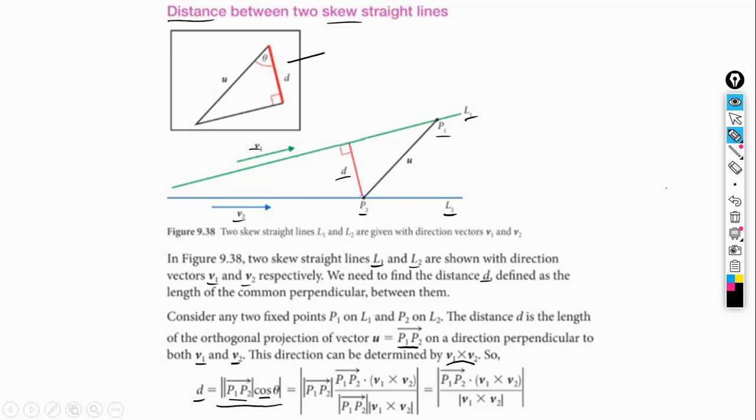We can see that here. Cosine of theta times the magnitude of u, which is the same as the vector P1P2, would give us d. Now, we know that the cosine of theta from the previous section is equal to this, so we end up with this expression. That means that the distance is equal to the absolute value of the vector P1P2 dotted with the cross product of vector 1 and vector 2, divided by the magnitude of the cross product between vector 1 and vector 2.